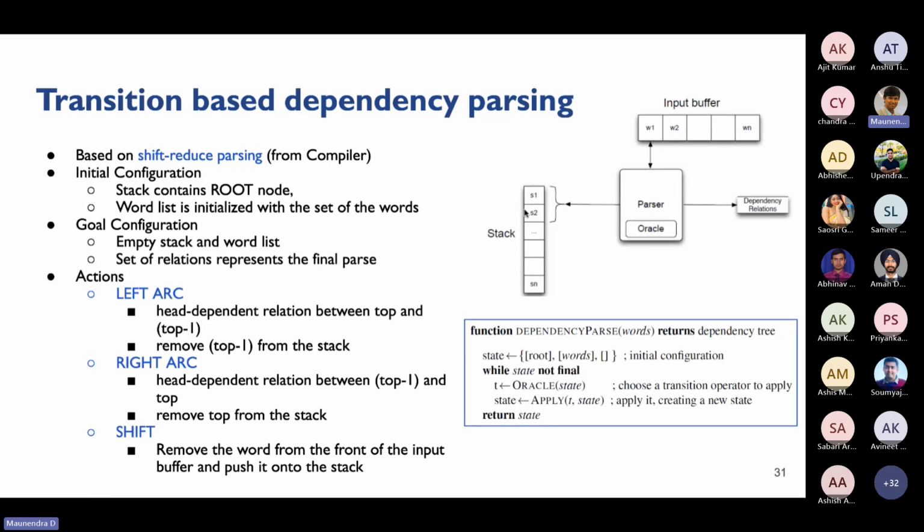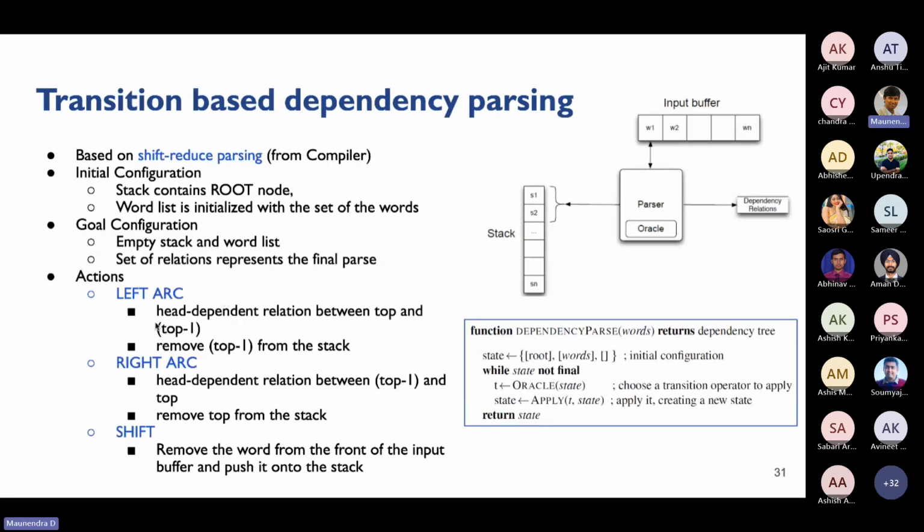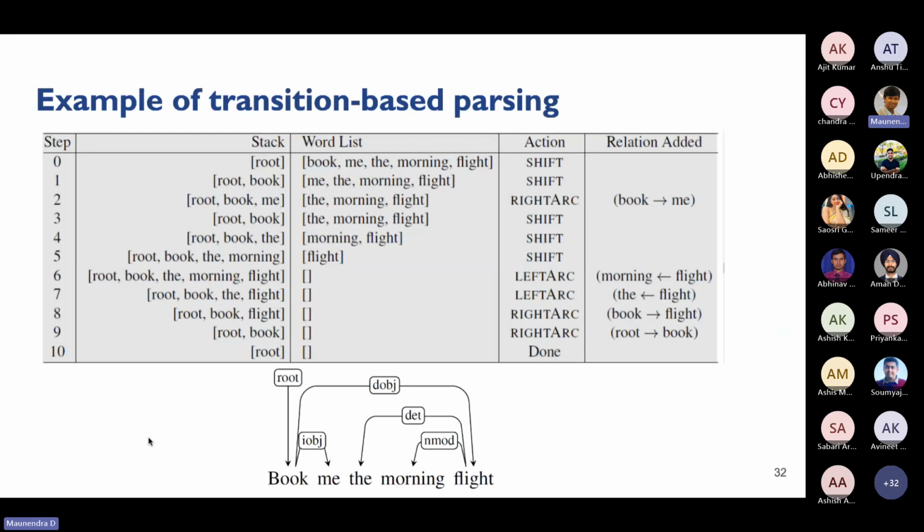And right arc means you are creating an arrow from top minus one to top. Then shift means you remove the word from the front of the input buffer and push it onto the stack. You don't create any edges, you simply push the element. So how do we determine whether it should be left arc, right arc, or shift? That is determined by an algorithm, which at the beginning we call an oracle, somebody who knows everything.